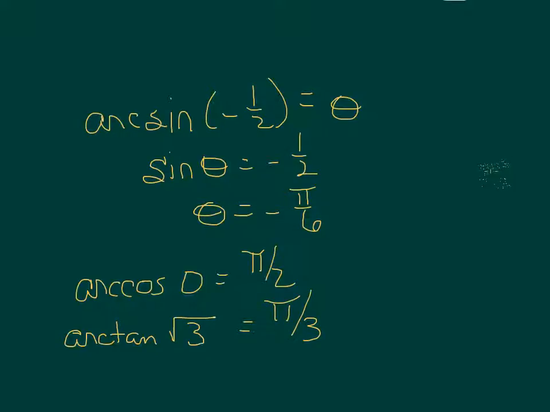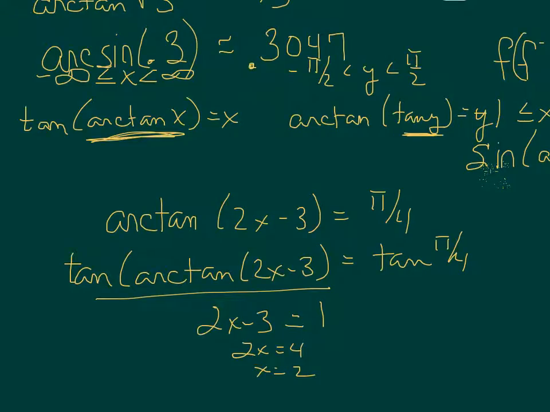Do we need to go over that again? Yes. All right, when we started out with the arctan of 2x minus 3 equals pi over 4, I took the tangent of both sides, and using the idea of composition of functions, this side becomes 2x minus 3, this side becomes 1, and we can solve it for x. So we'll do another one.